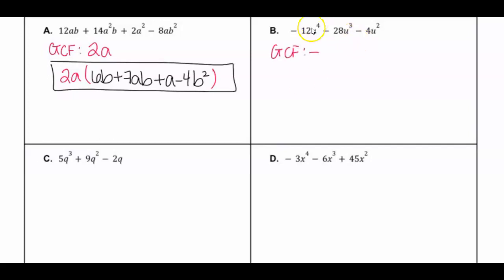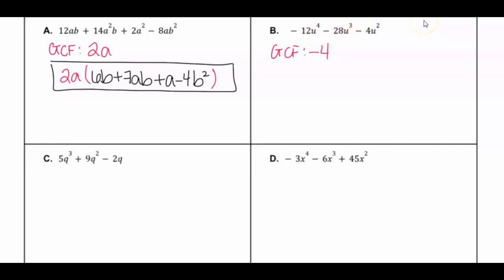Then I look at, what's the greatest number that'll divide into all of them? So I look at my smallest number. Okay, 4, let's try it. Can 4 divide into 12? Yes. Can 4 divide into 28? Yes. So my numerical GCF is negative 4.